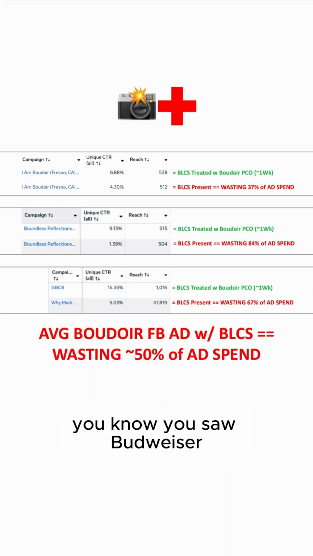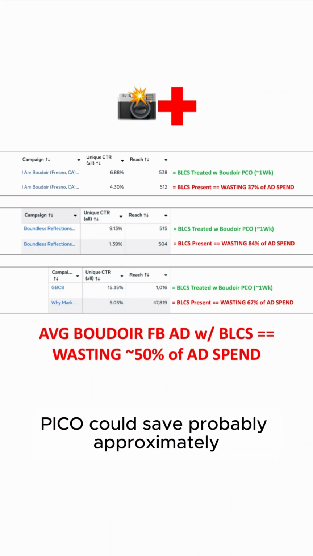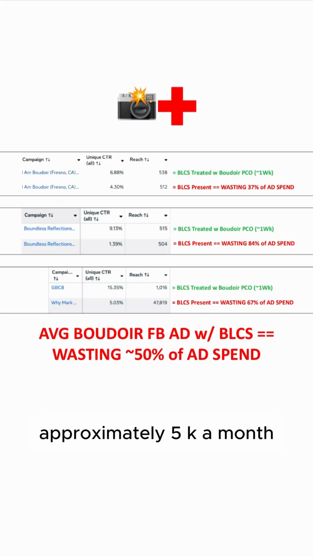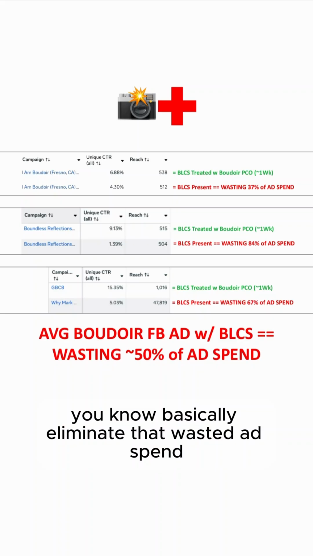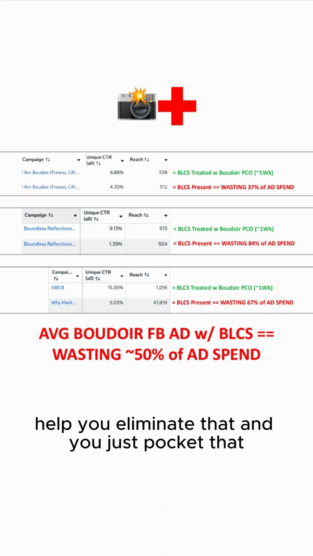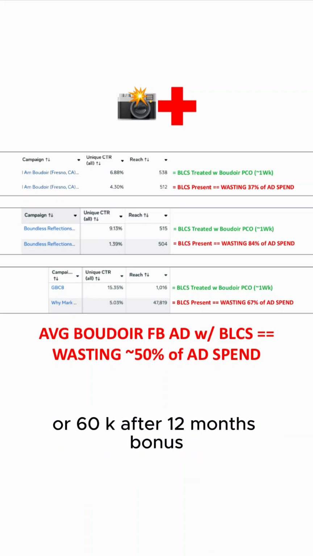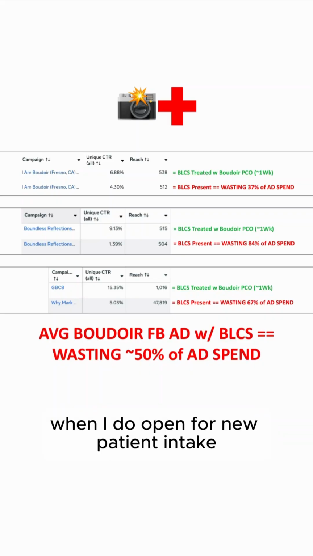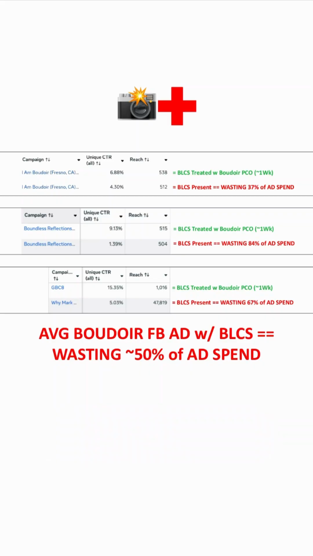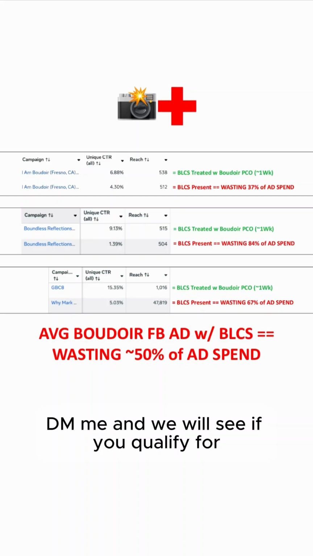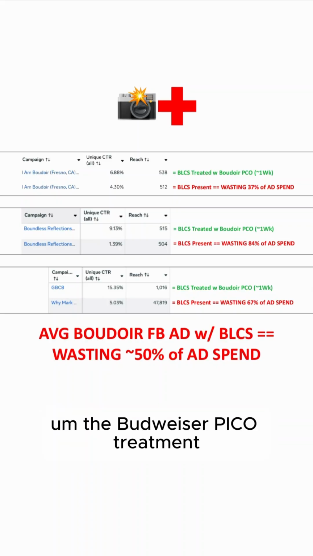If you want this outcome, you saw Boudoir Pico could save, approximately, if you're spending 10K, approximately 5K a month. It can basically eliminate that wasted ad spend, and you just pocket that, you don't have to spend it. So 5K a month, kind of a 60K bonus after 12 months. And so if you want that outcome, then yeah, DM me. And when I do open for new patient intake, DM me and we will see if you qualify for the Boudoir Pico treatment.